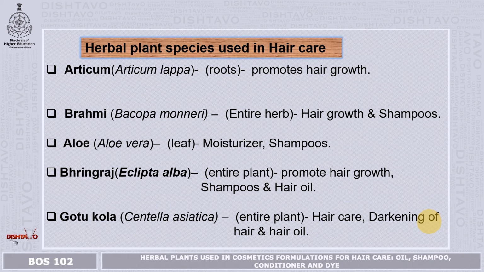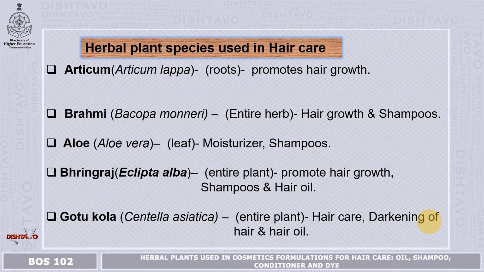Next we have aloe, that is aloe vera. Here the biological source is leaf. It is mostly used in moisturizers and shampoos. Next we have Bhringraj. The scientific name is Eclipta alba. Here the biological source is the entire plant. It also promotes hair growth and hence it is used in shampoos and hair oil.